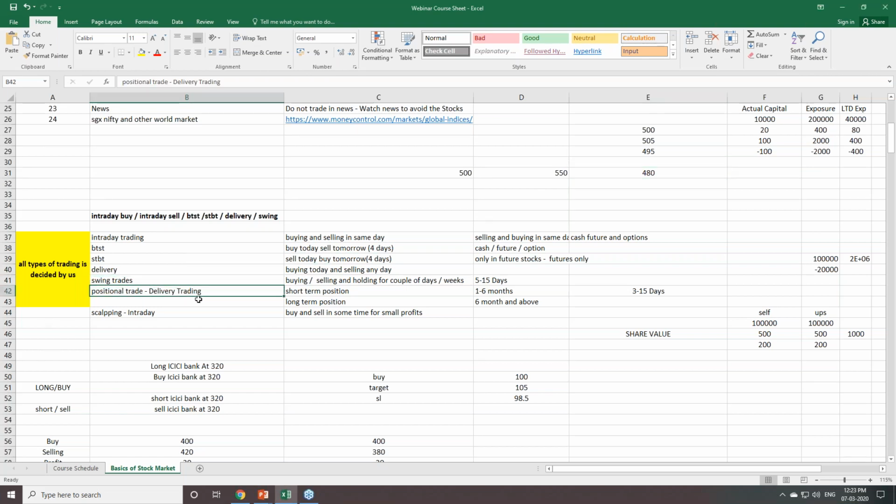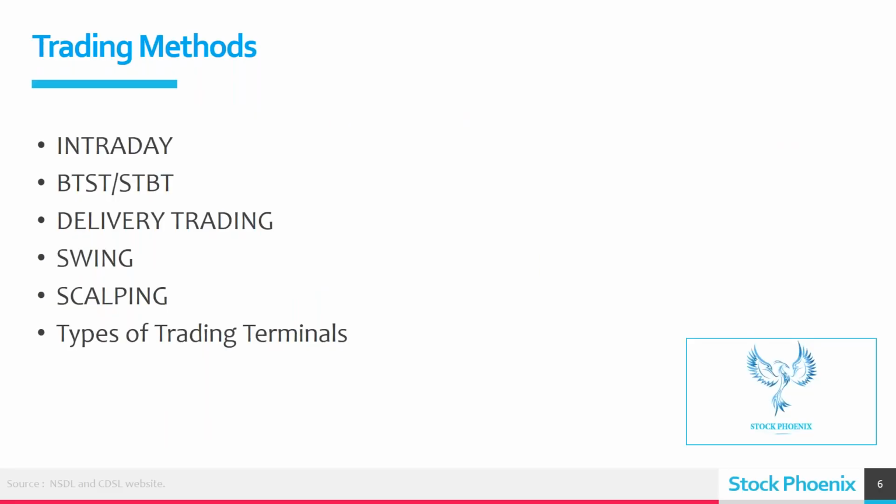Next, positional trade, which is also called delivery trading. Swing trade is also called delivery trading because you are taking a position and you are going to hold it for the next trading session. Again, it's a part of delivery trading. So positional trade, let's see.